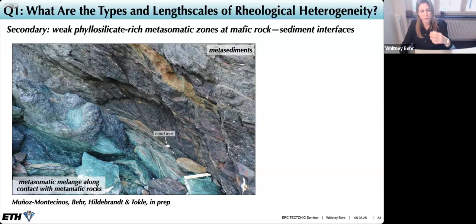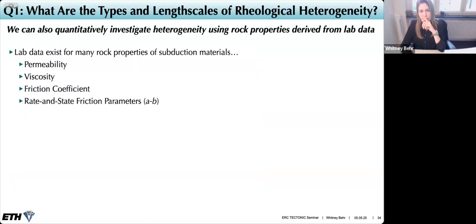So the rock record gives us a lot of clues as to rheological contrast. But in addition to these qualitative observations we can make in the field, we can also use quantitative data and rock physical properties derived from lab experiments to look at heterogeneity in a much more quantitative way. And this is only made possible thanks to many of you sitting in the audience, because there's been this really large effort from the experimental community to better characterize subduction metamorphic materials just over the past 5 to 10 years.